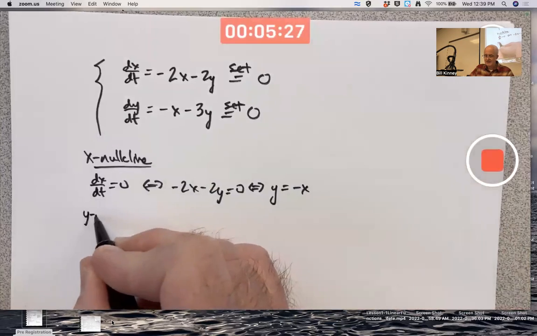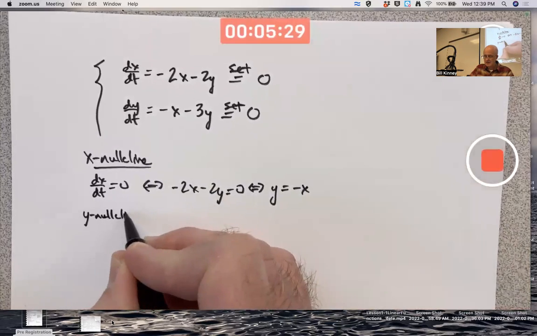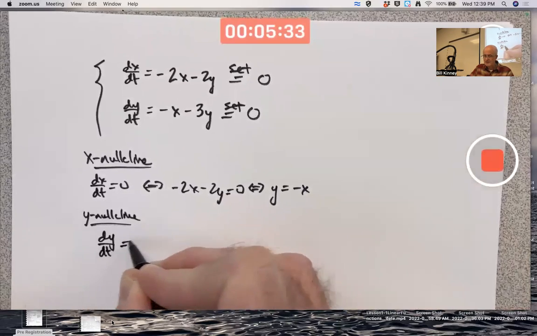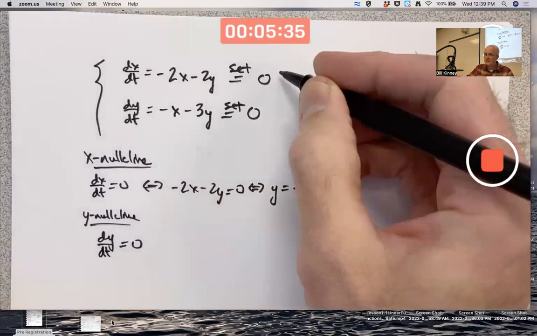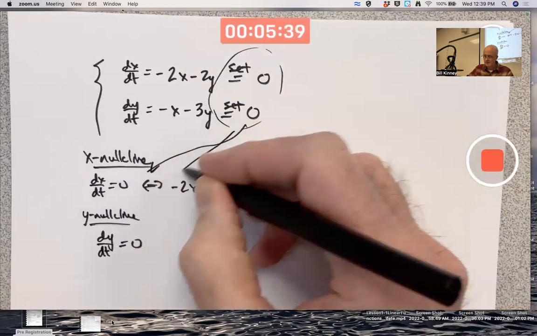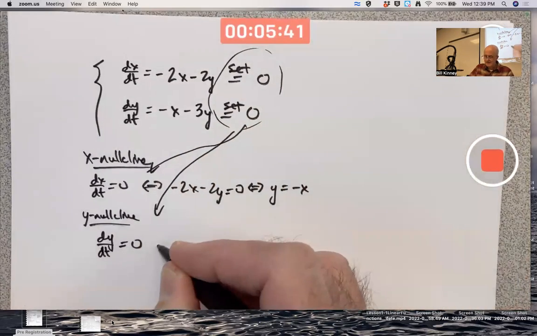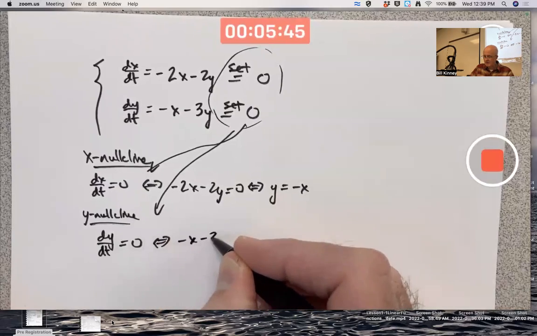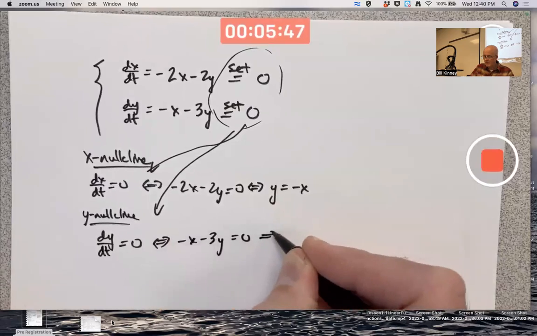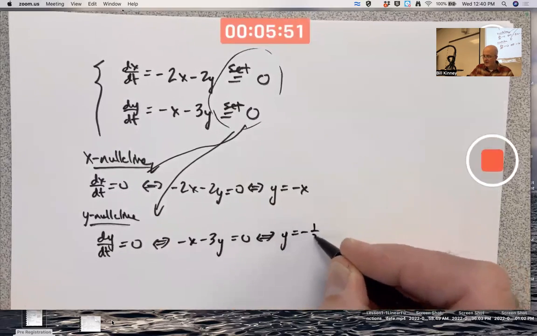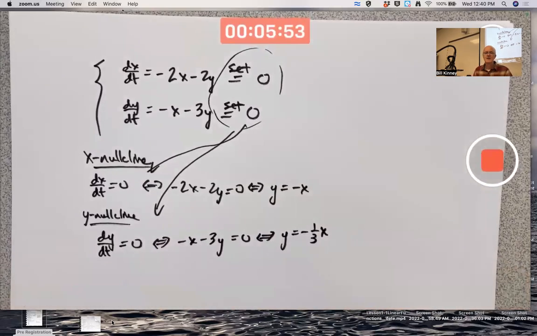The y nullcline is where dy/dt equals 0. This is really where I'm using the fact that I'm setting these things equal to 0. So that's where negative x minus 3y equals 0. And solving for y as a function of x, that will mean y is negative 1/3 x, if you add 3y to both sides and then divide both sides by 3.